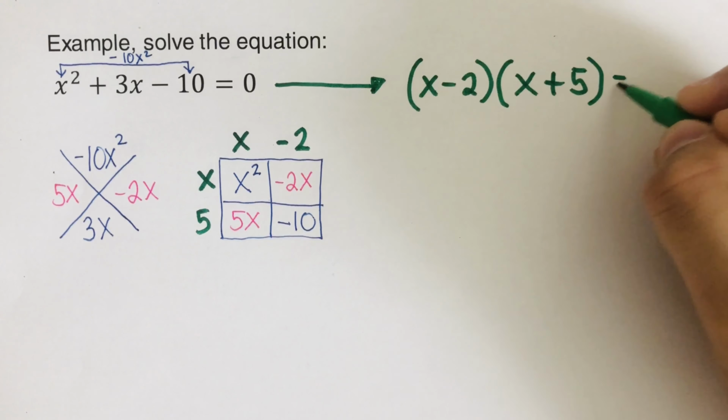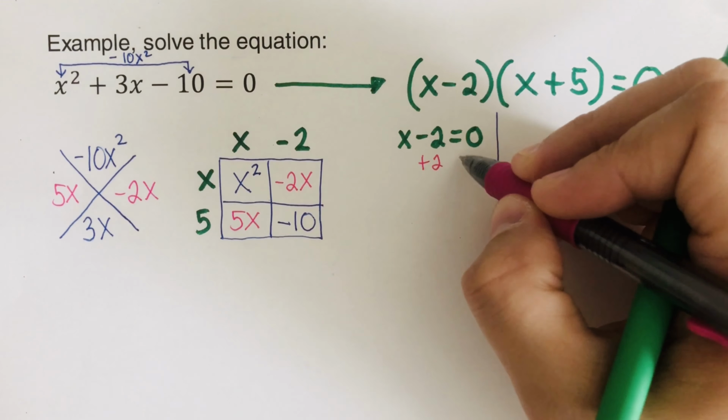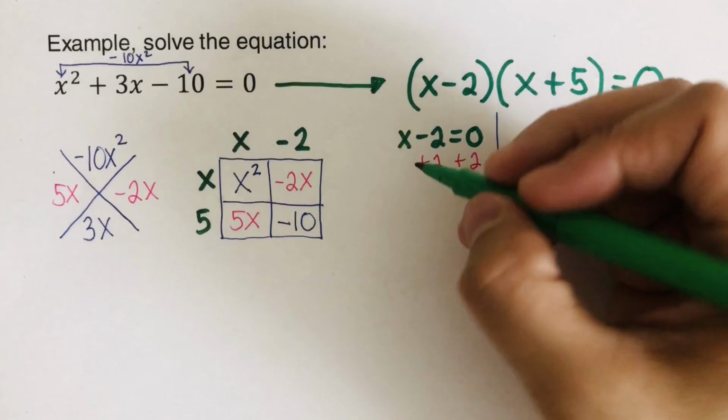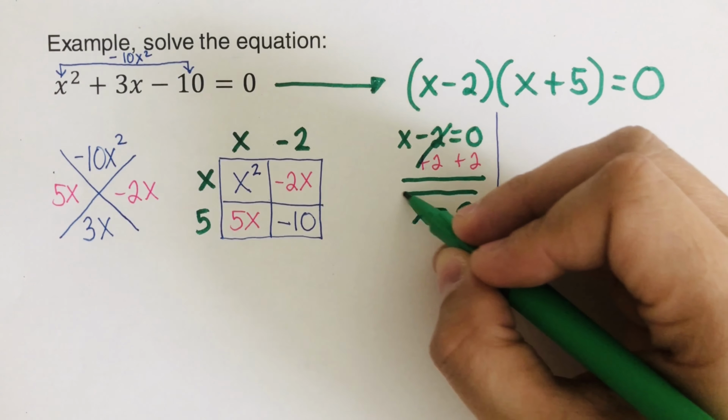So then from here, we equal that to 0, and we are going to use the zero product property to solve for the x value. So from here, I can go ahead and say x minus 2 equals 0. So then we go ahead and add 2 to both sides, plus 2 here. So then we are left with x is equal to positive 2.